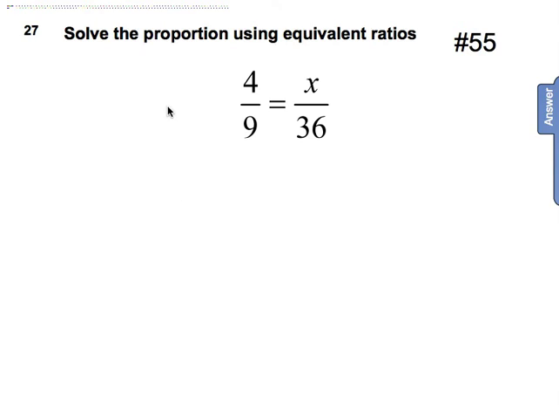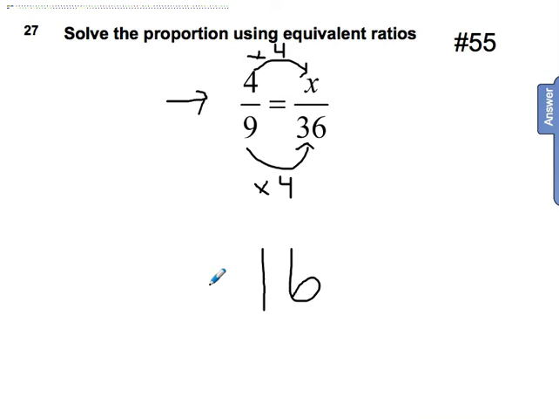For the next one, we're starting where there's no variable, which is again the left side, but instead the variable is on top. So we're going to look down at the bottom and say how do we get from 9 to 36? Our answer is times 4. So because we multiplied by 4 on the bottom, we're going to do the same thing on the top. 4 times 4 gives us x, which in this case is 16. So x equals 16.